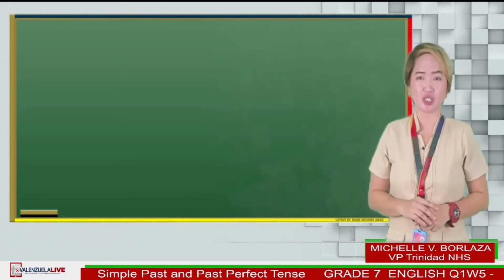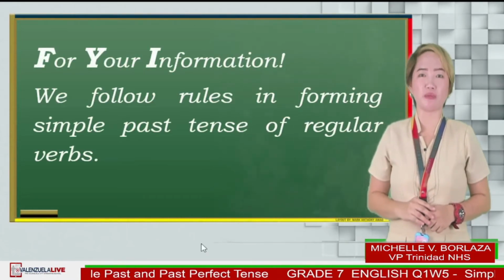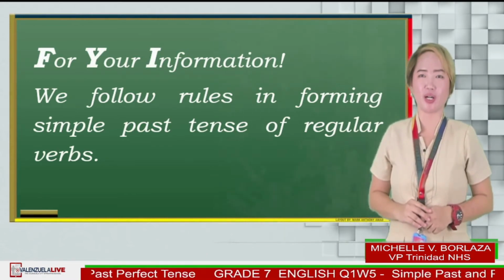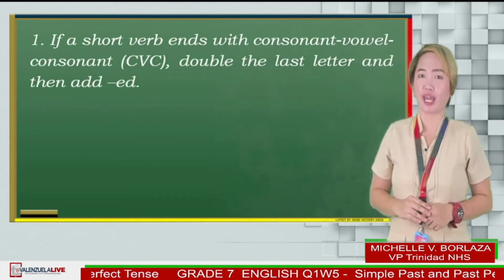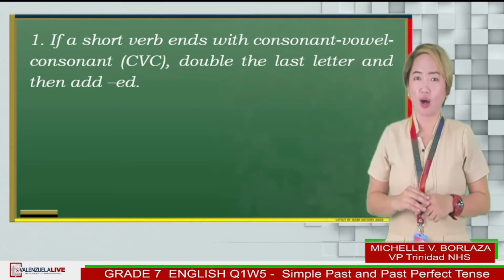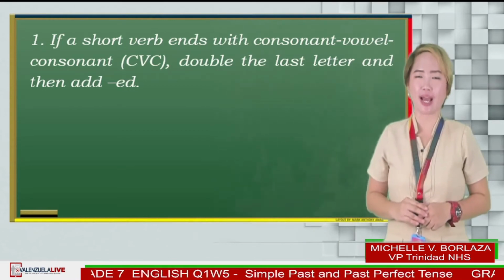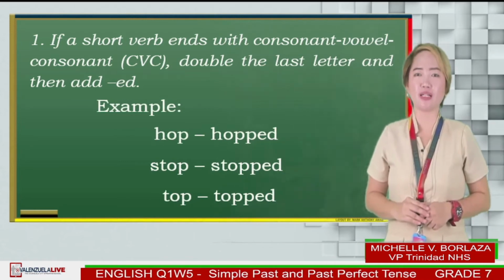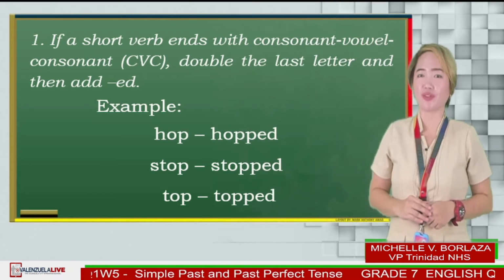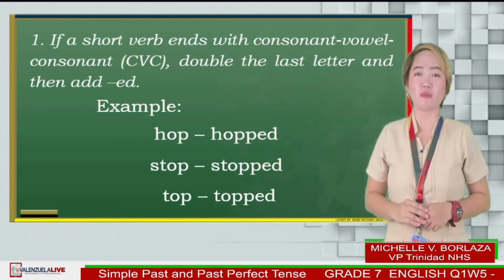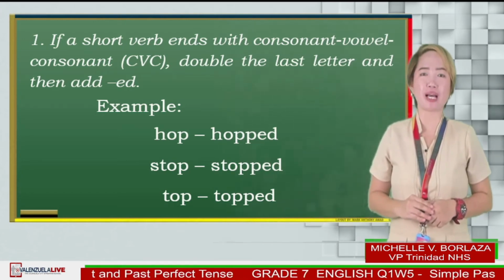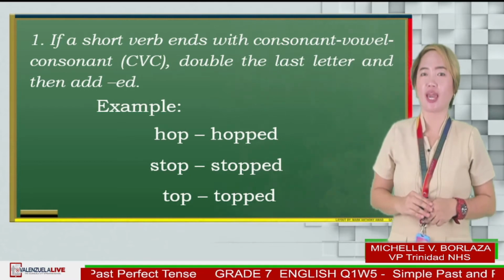For your information, we follow rules in forming simple past tense of regular verbs. Rule number 1. If a short verb ends with consonant vowel consonant or CVC, double the last letter and then add ed. For example, hop, stop, and top. As you observe in these examples, we double the last letter and add ed to form the simple past tense: hopped, stopped, and topped.